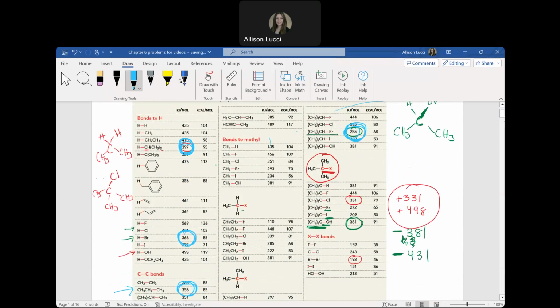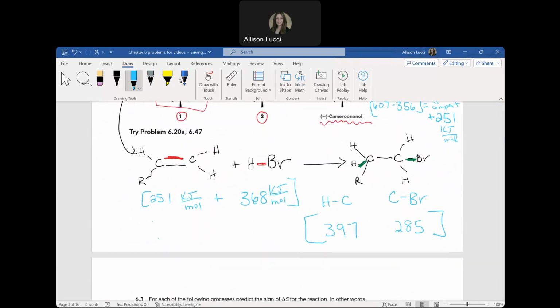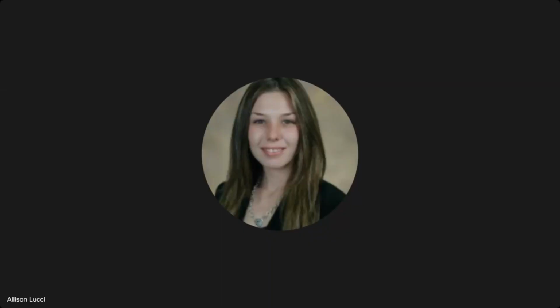All right, so let's go back and find the difference between these two values. We would add together 251 plus 368, and then subtract the 397 and the 285. And overall, we would see that this equates to negative 63 kilojoules per mole. And we know that a negative enthalpy change, this is our delta H, would tell us that this is an exothermic reaction. All right, so we will continue next time with practice problem number 3 from chapter 6.